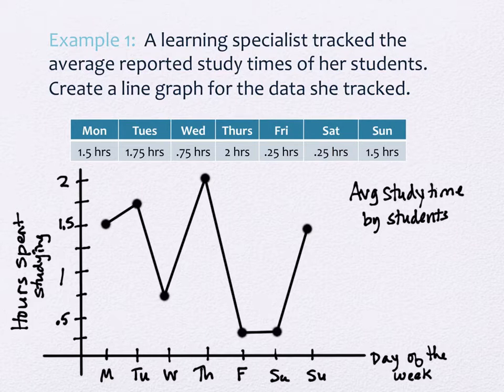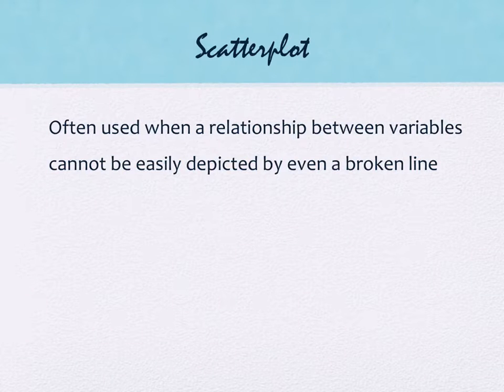Okay, so some variation of that for your title. Line graphs are pretty straightforward, pretty easy to do. Scatter plots start to be a little bit messier, and trend lines. So scatter plots are often used when a relationship between variables cannot be easily depicted, even by a broken line.